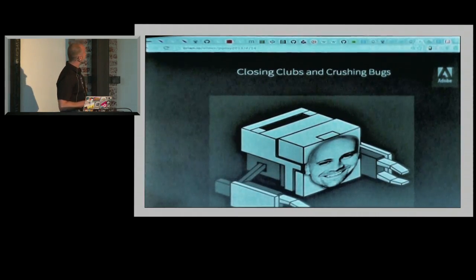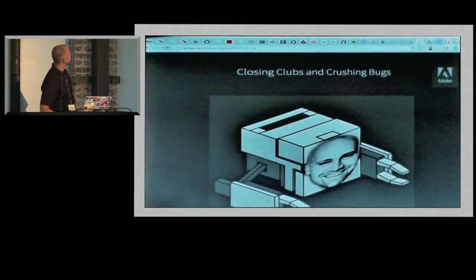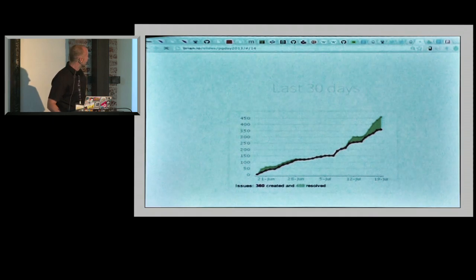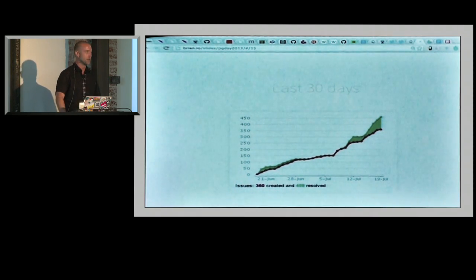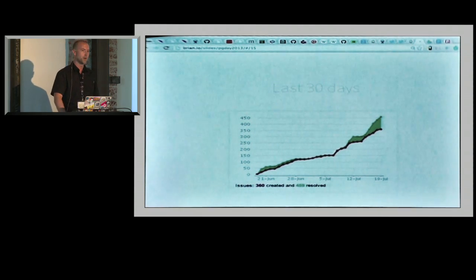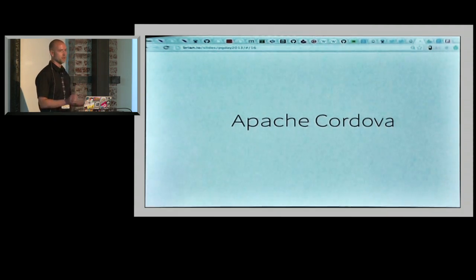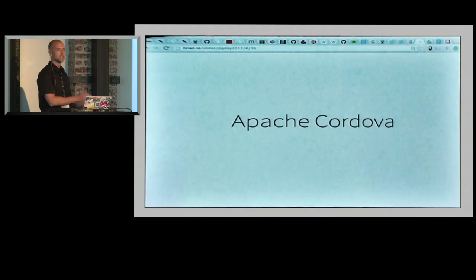So, closing clubs and crushing bugs, as I like to say. We're roughly opening and closing 500 bugs a month now in the Apache Cordova team. And this is remarkable. You don't see this happen ever in software. So a big round of applause for all the committers in Apache.